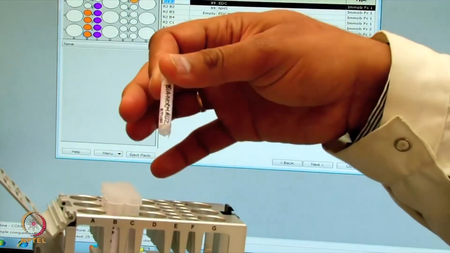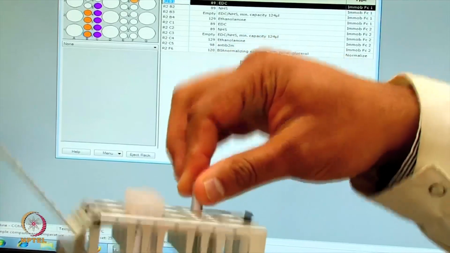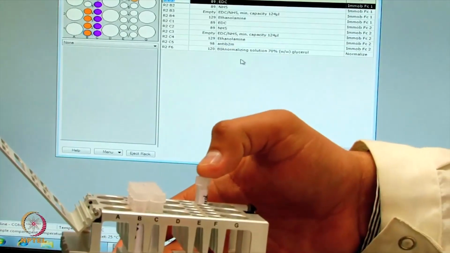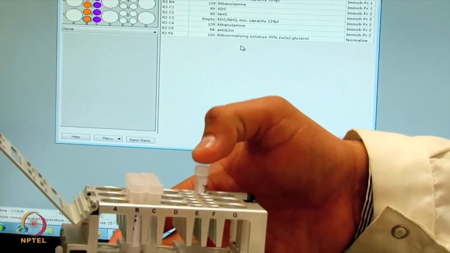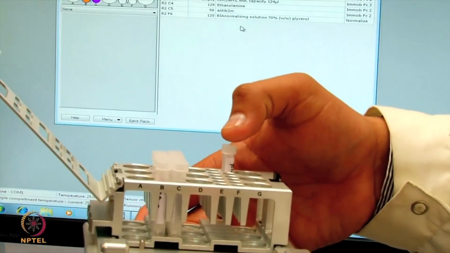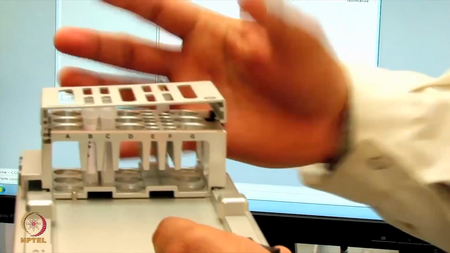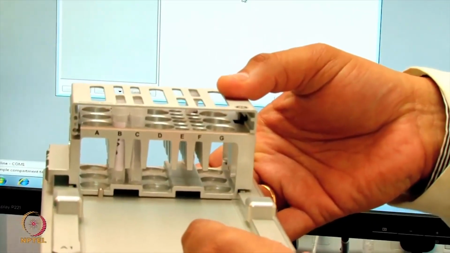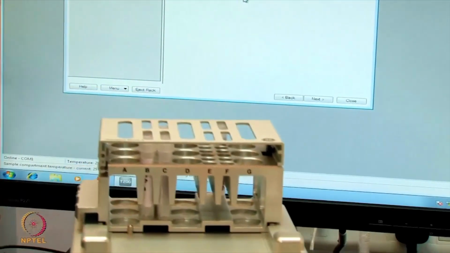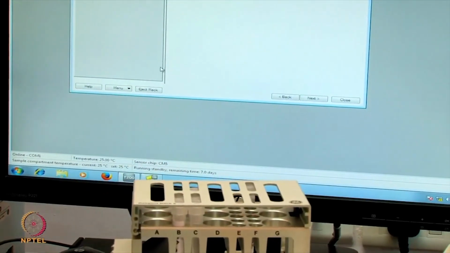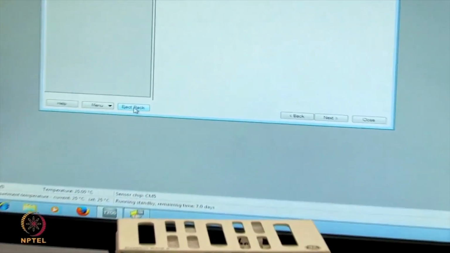normalization solution for the machine to normalize the discrepancies on the RU responses on 4 different flow channels. We close the door this way and go on the screen here. We eject the rack.